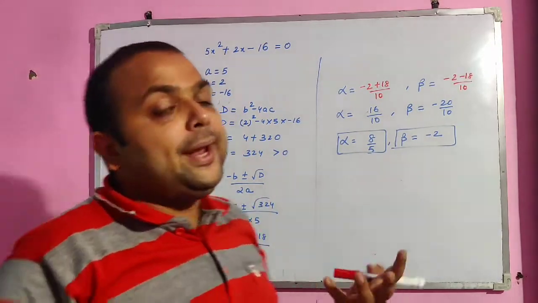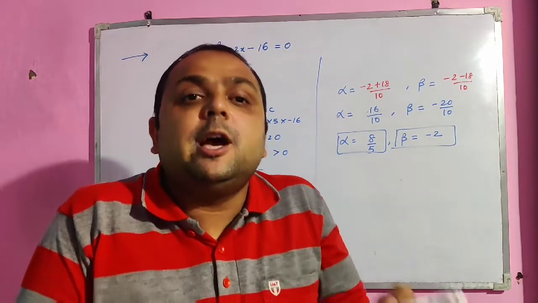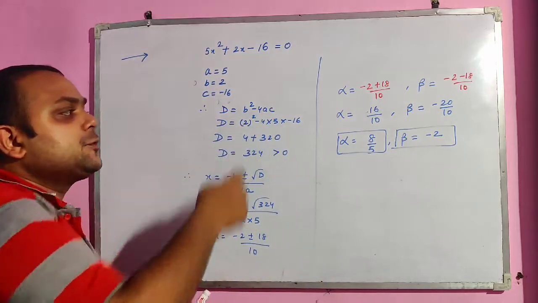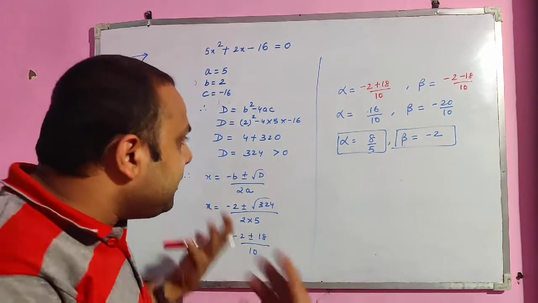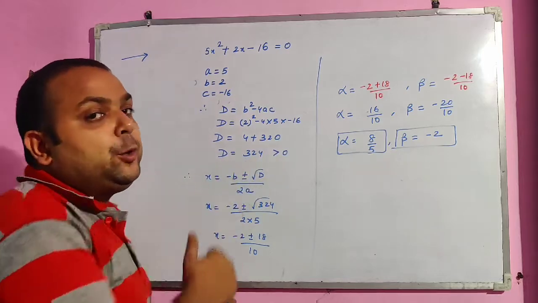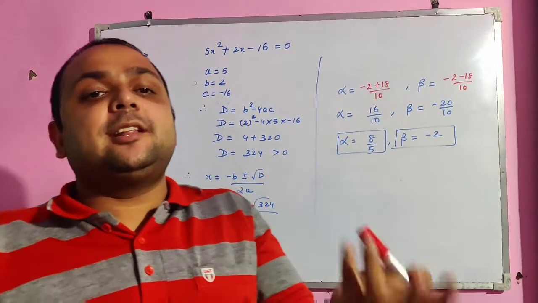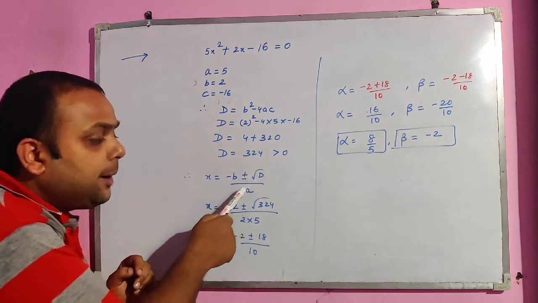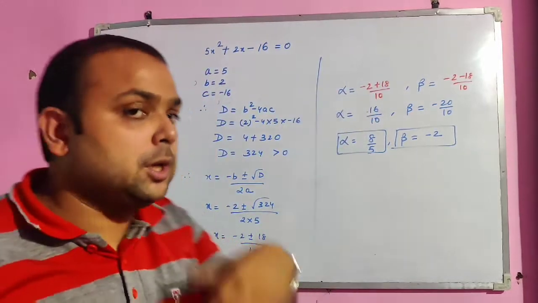Now to calculate the solution by using the quadratic formula, we are going to first calculate D, the discriminant, which is b square minus 4ac. Substituting the values of a, b and c and simplifying it, I got D equal to 324, which is greater than 0. If D is greater than 0, the formula for x is minus b plus minus root D upon 2a, which tells us about two distinct solutions.